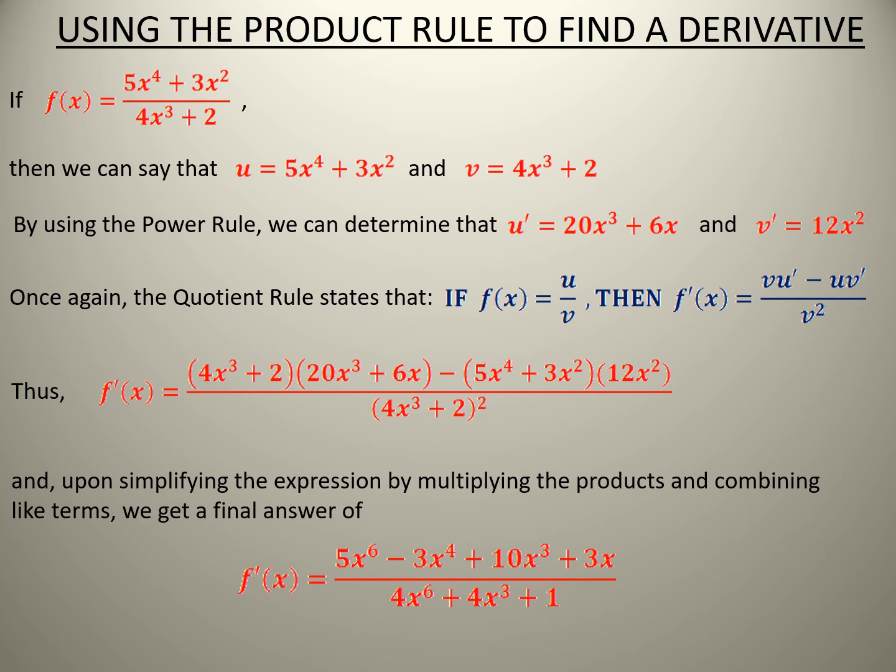And upon simplifying the expression by multiplying the products and combining like terms, we get a final answer of f prime of x equals 5x to the sixth minus 3x to the fourth plus 10x cubed plus 3x, divided by 4x to the sixth plus 4x cubed plus 1.